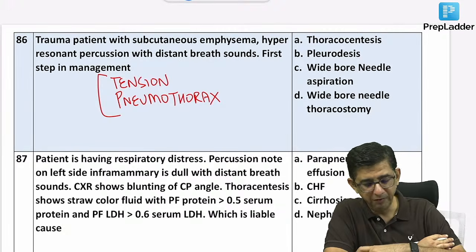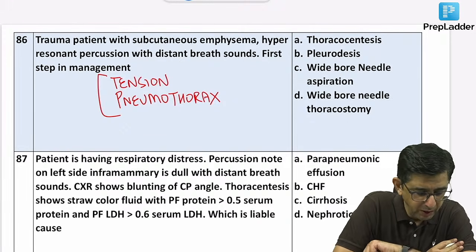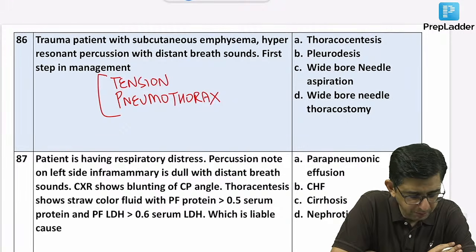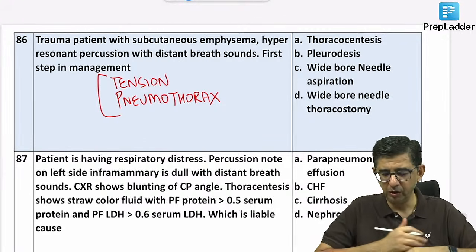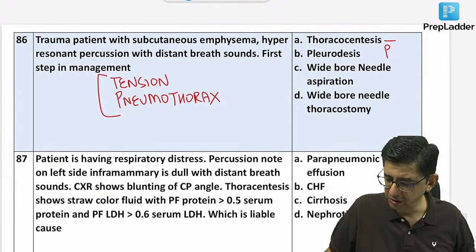So he says, what will we be using in this case of tension pneumothorax? I can expect answers from you guys here. Okay, I think most of the guys are managing to get this question correct because it is pneumothorax. We do not do thoracocentesis. Thoracocentesis is what is done for pleural effusion.